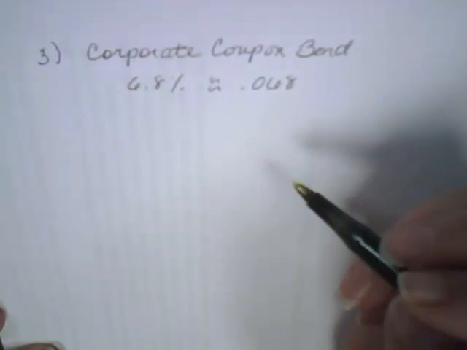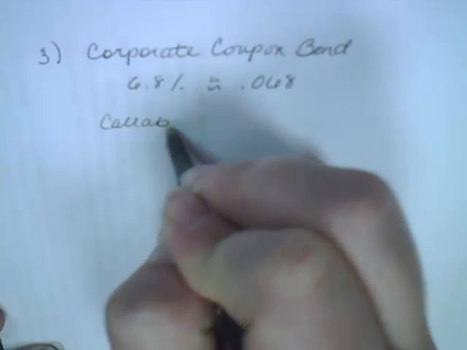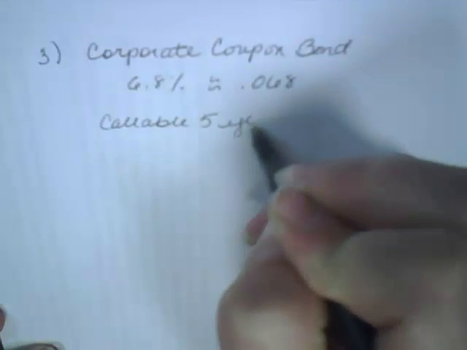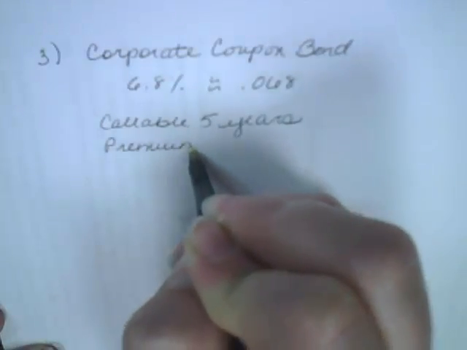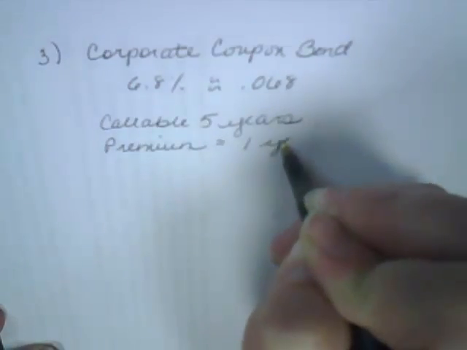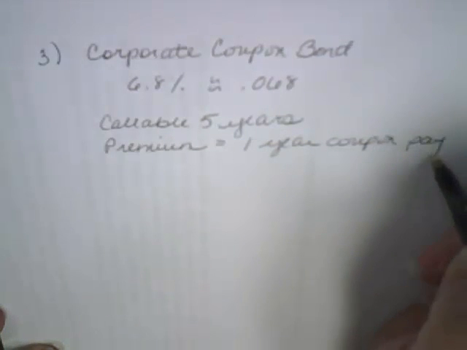0.068. We know that the bond is callable in 5 years, and we know that the premium is equal to 1 year of coupon payments. And so we have everything here that we need to calculate the price of the bond.